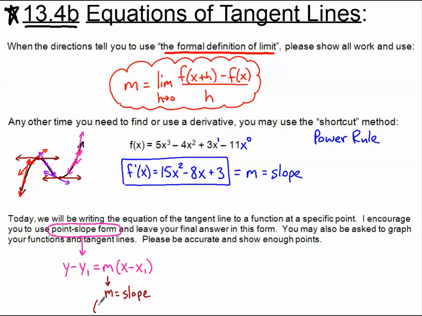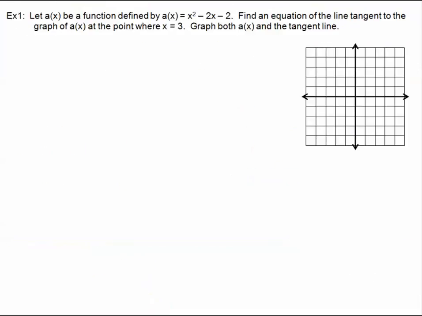And the x1, y1 represents the point that we are going through on our curve. So the x-coordinate goes here, the y-coordinate goes here, and the slope goes here, and then we have our equation in point-slope form. I encourage you to use that, and you can leave your final answer in this form. That's fine. Sometimes we might ask you to graph as well, so we'll do that. So that's all the information that you need right now to attack example number 1.